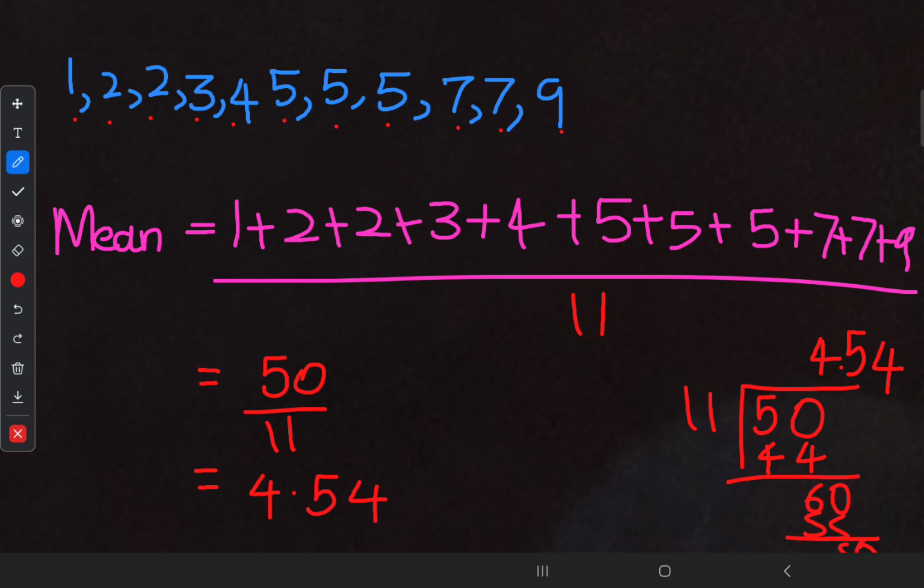While you are dividing, it's better to keep your decimal until the second digit. You can bring your decimal until the second digit. That is a preferred way.